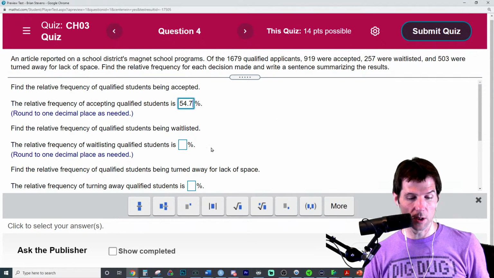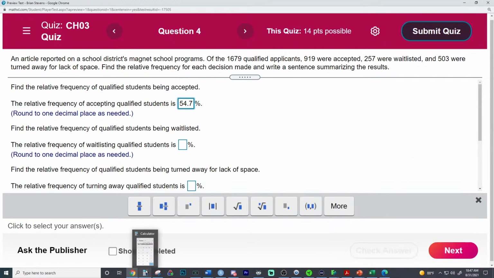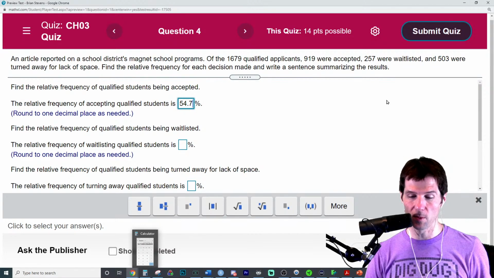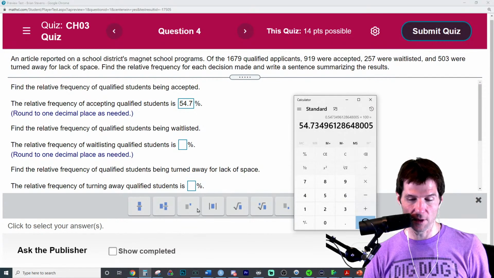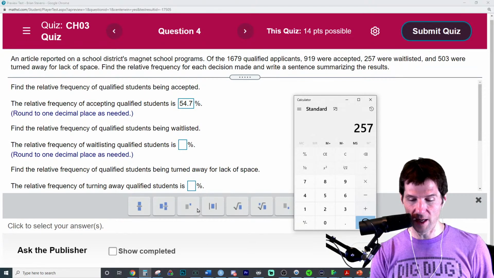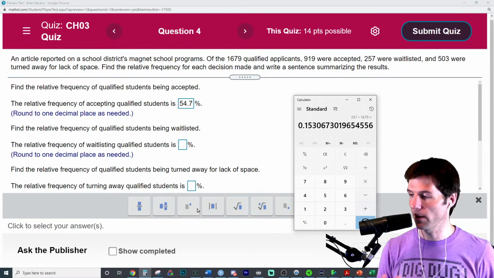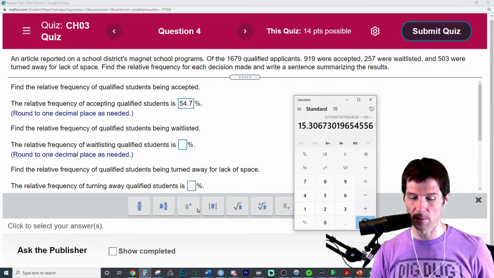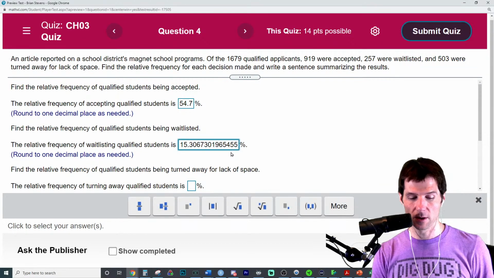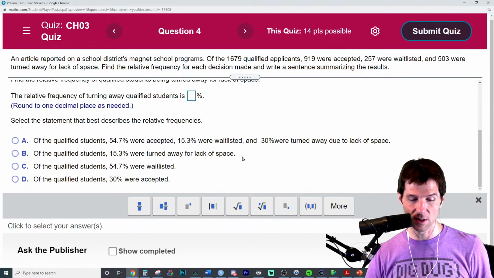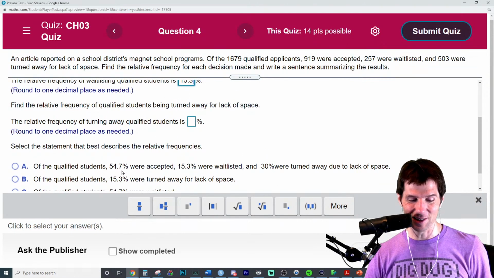1 decimal. Relative frequency of waitlisted students. So if we want to get the relative frequency of waitlisted students, we do the same thing, but with waitlisted. 257 is going to be the amount that were waitlisted over the 1679, which is going to be the total. And this gets us kind of a relative frequency here out of 1. To turn it to a percentage, we times by 100. And then we go right here and delete down to 1 decimal. Make sure to round if needed. I love it. They actually kind of give you the answers right here.